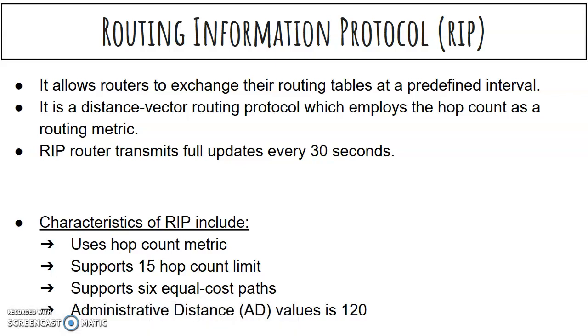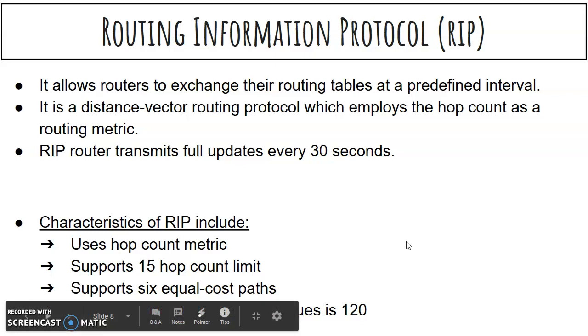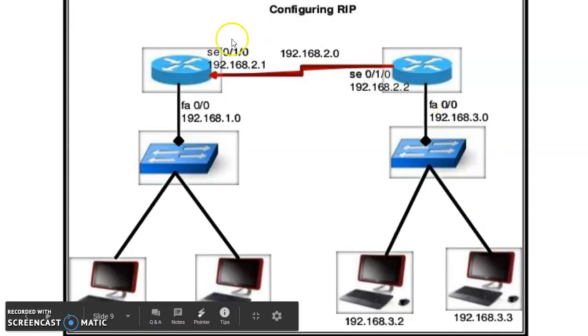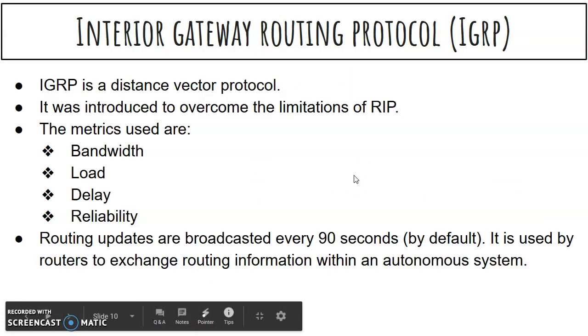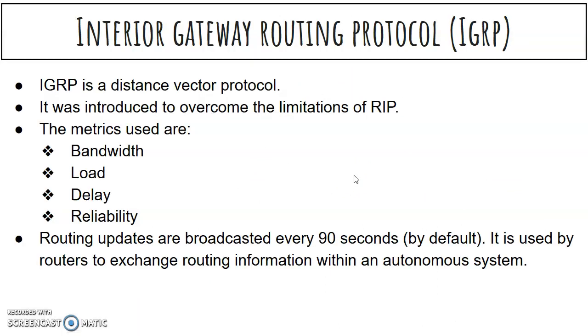Like if there are multiple routes from a source to destination, then it will choose the best distance out of those, and that is where administrative distance is used. This is the diagram, the figure of configuring RIP. And then we see the interior gateway routing protocol.